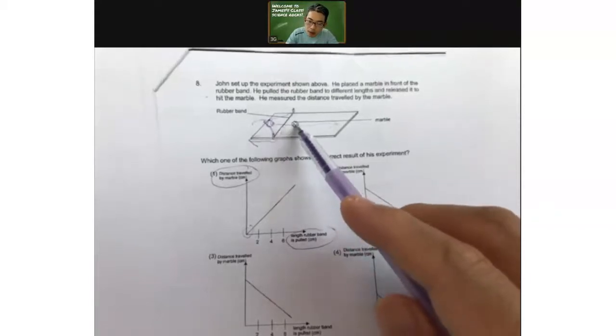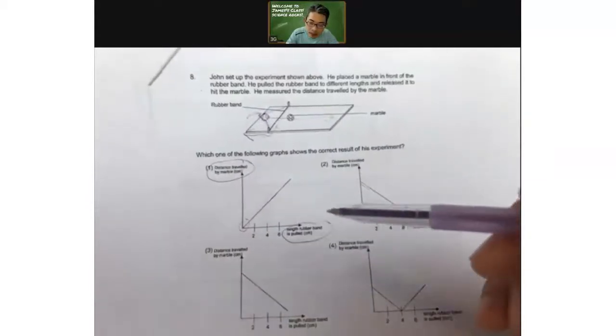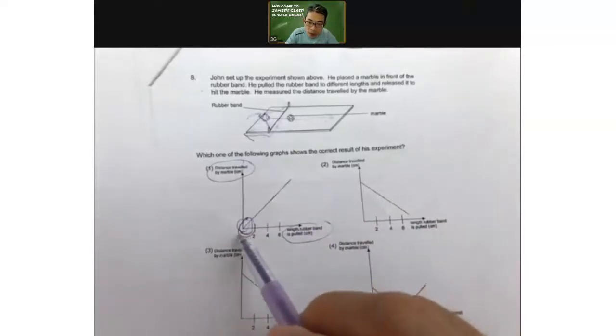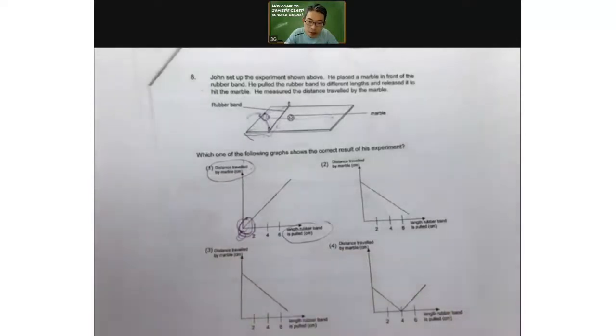Therefore, nothing is pushing against this, and distance traveled should be 0. That's how you know the answer here must be 1. This is the only one whereby when the length is at 0, the distance traveled by the marble is also at 0.